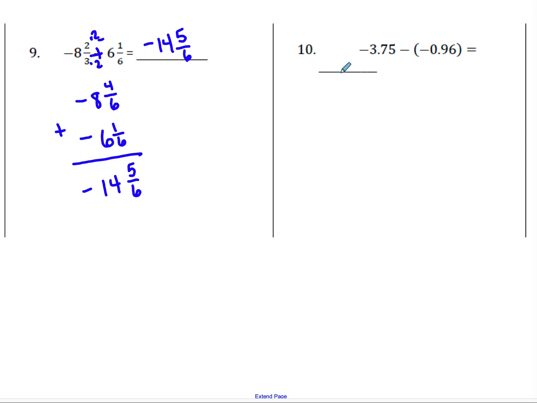All right, number 10. Boom, change to addition. Boom, change the sign. Negative 3 and 75 hundredths plus positive 96 hundredths. Greater absolute value is written on top. You have different signs. You're going to find the difference. Okay, go ahead and take a moment, pause the video, try this on your own.